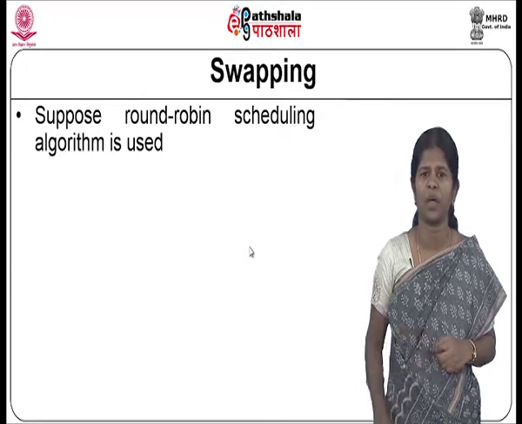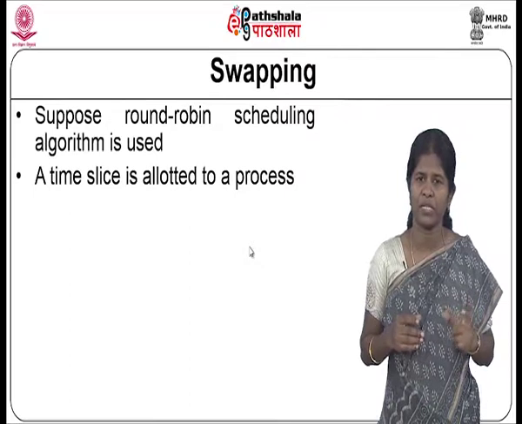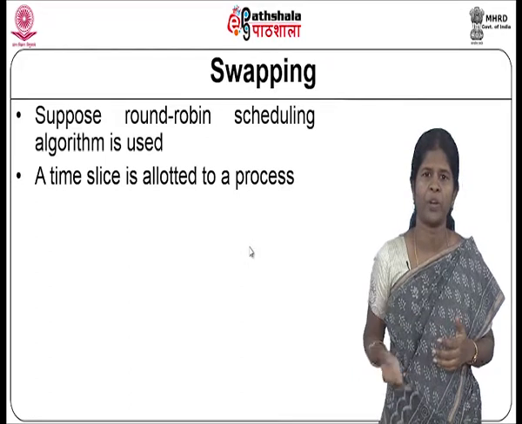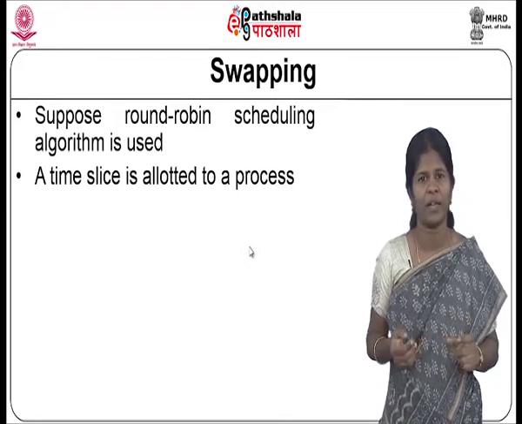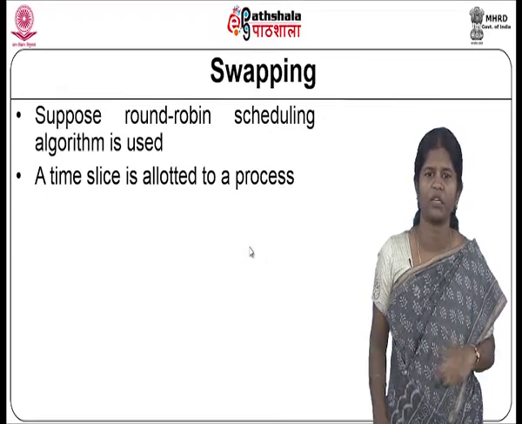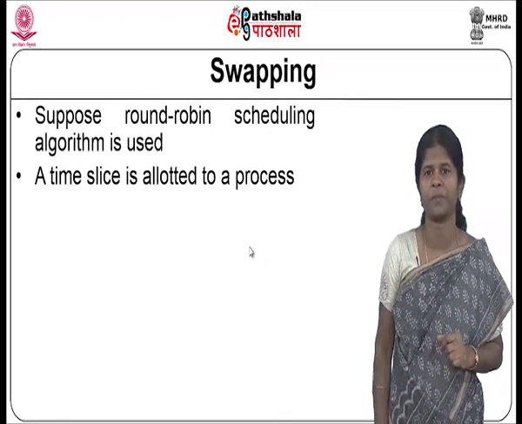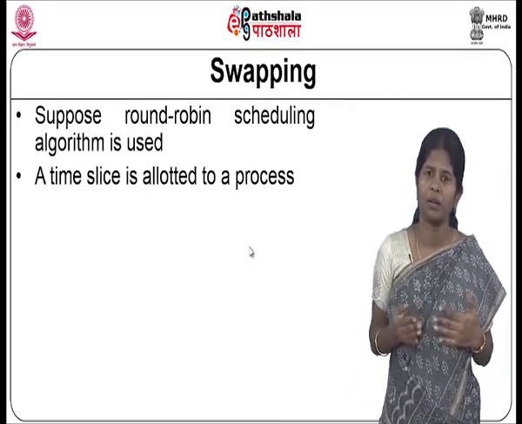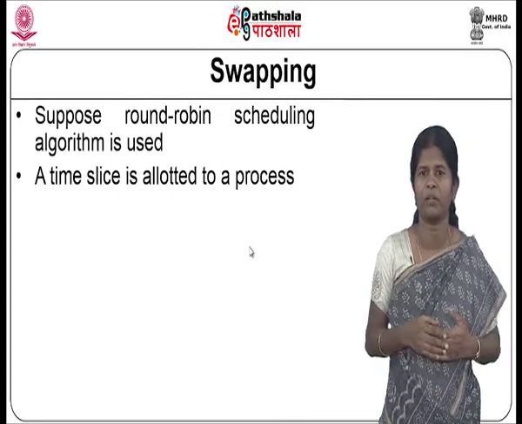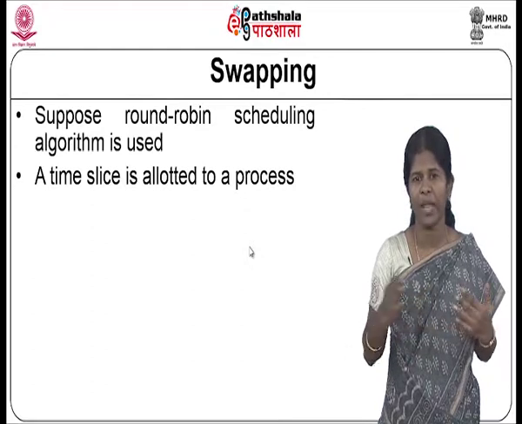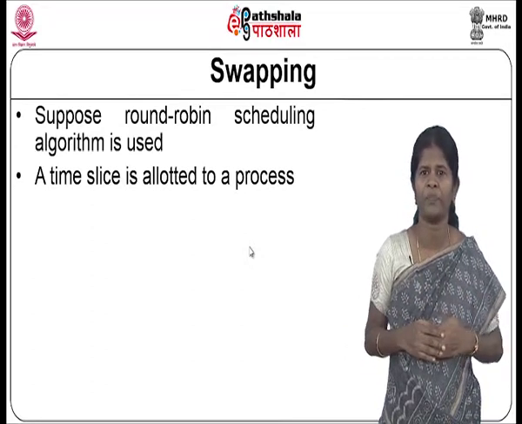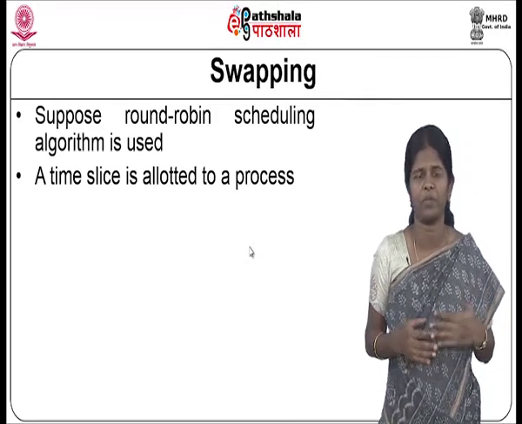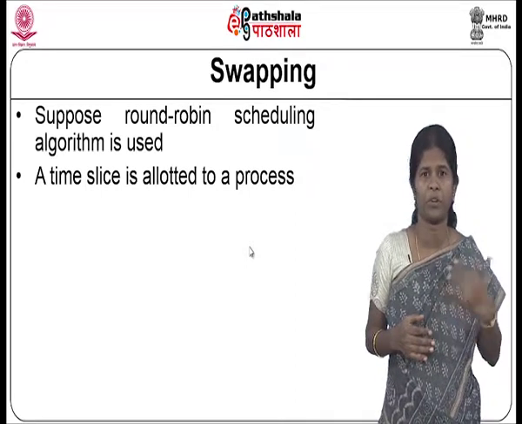And suppose you are using a round robin scheduling algorithm, you know that a time slice is allotted to each process. So, there can be many processes that are active and only some amount of time will be given to a particular process. And after its time slice gets over, the process will be removed from the CPU and some other process will be given the CPU. Now say if there are 10 processes using this time quanta, all the 10 processes may not be able to be kept in the main memory.